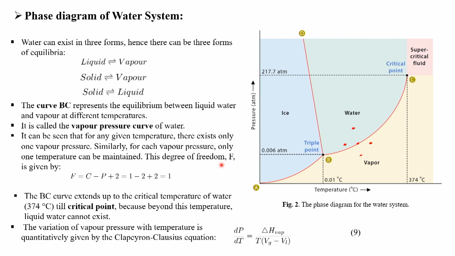So the degree of freedom F is given by C minus P plus 2. Here the number of components C is 1, the number of phases P is 2, and this is plus 2. So you get F is 1.